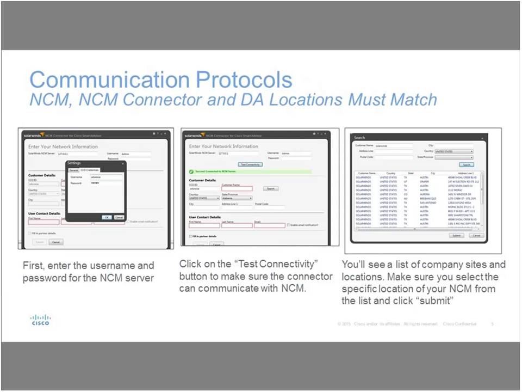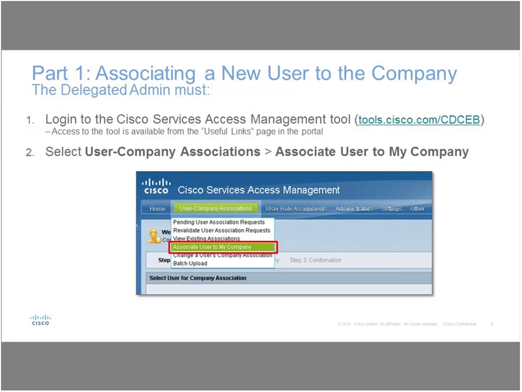And you'll see that same address across all three communication protocols so they can communicate to each other. Now, as we mentioned, for access level number 2, you actually need to use what's called our Cisco Services Access Management Tool. The delegated admin will use this tool to associate users in your company with your company, as well as to identify the roles. This is a very straightforward process. Here is a screenshot of the interface.